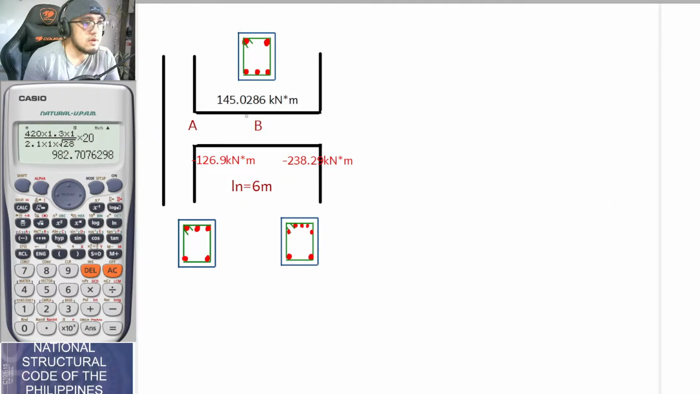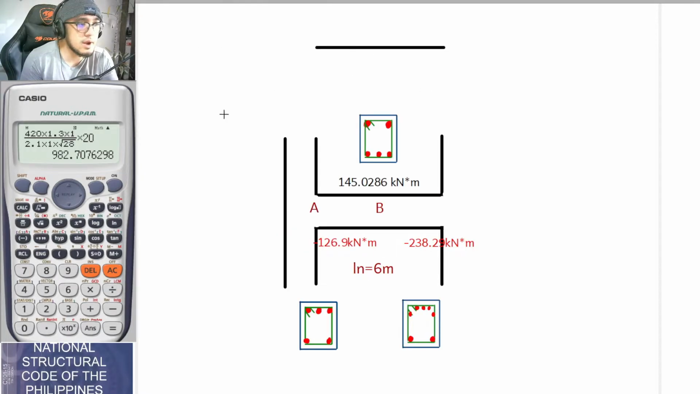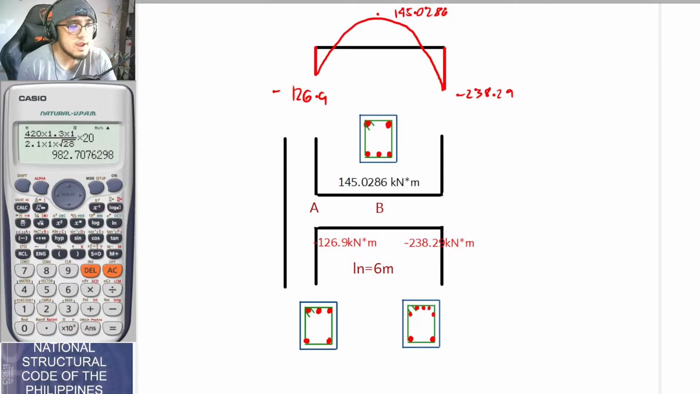Okay, so if I draw the shear moment diagram of this, it would look like this. For the moment diagram, negative 126.9 is located here, negative 238.29, and positive 145.0286. So 145.0286, negative 238.29, and this is negative 126.9. So its moment diagram would practically look like this.